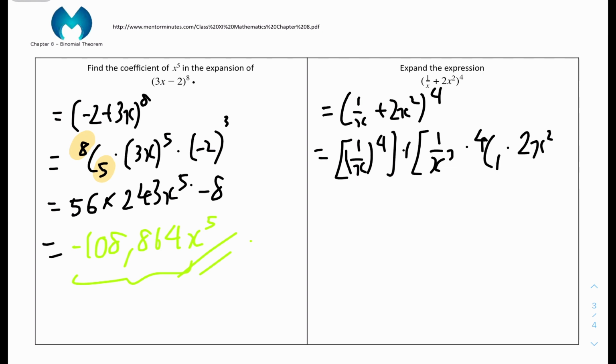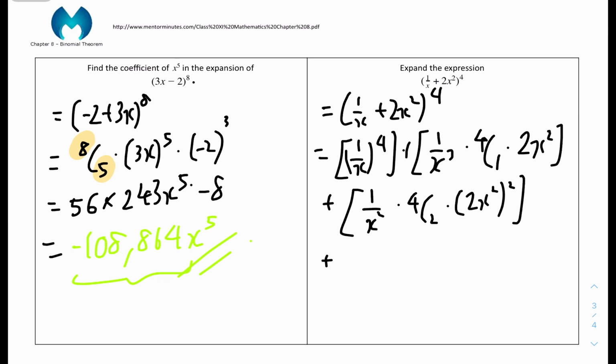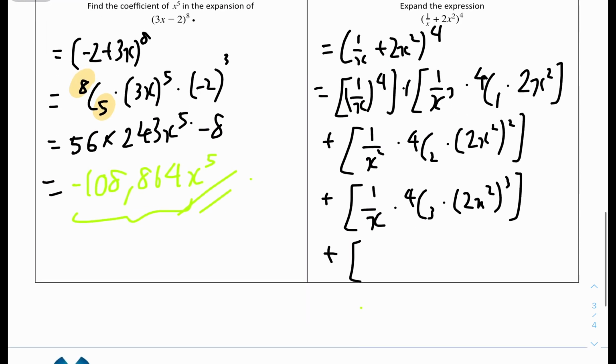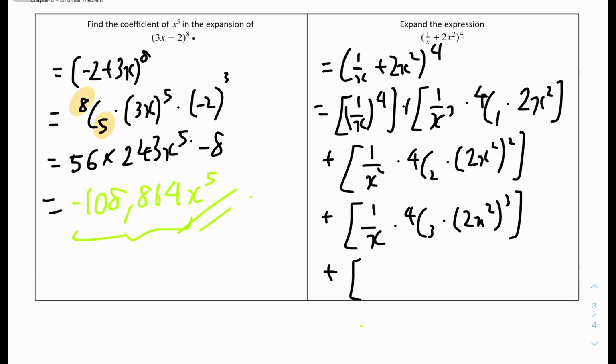times 2x squared, plus the third term of 1 over x squared, because it's basically 1 over x to the power of 2, times 4c2 times 2x squared to the power of 2, plus 1 over x times 4c3 times 2x squared to the power of 3, plus 1 over x to the power of 0, which is just 1, so it doesn't really matter, times 4c4 times 2x squared to the power of 4.